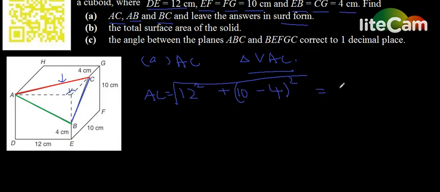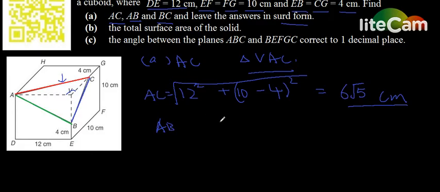So we use the calculator to find the answer. It is 6 times square root of 5 cm. And firstly, the answer of AC is this one. And then we calculate the length of AB.